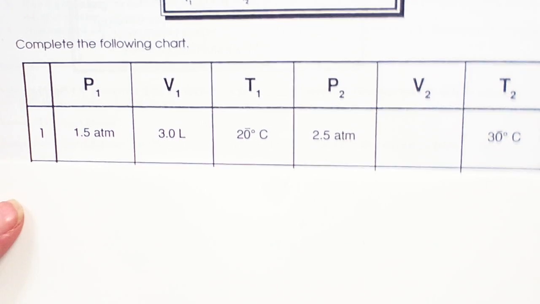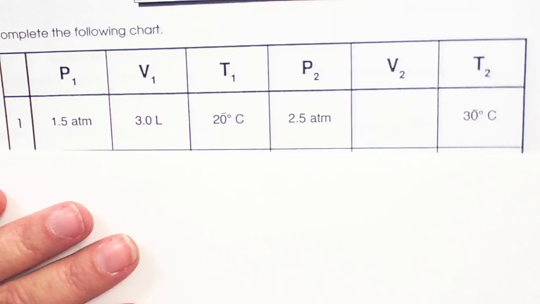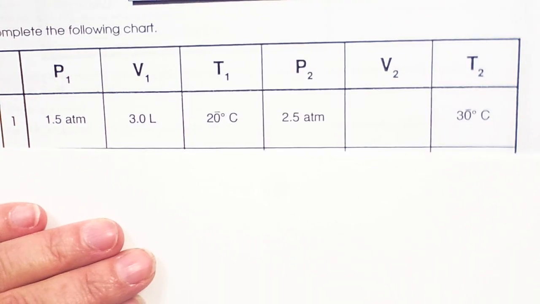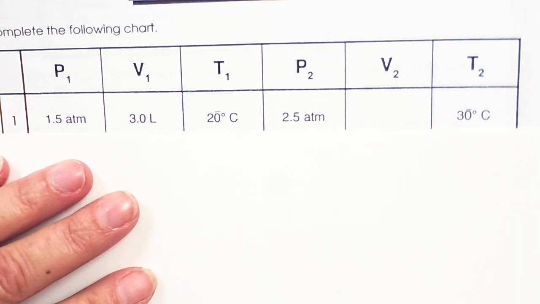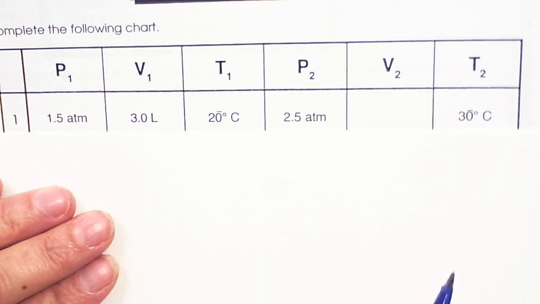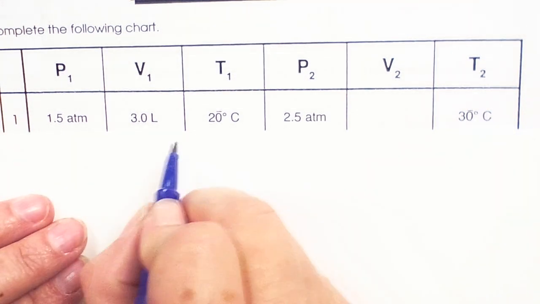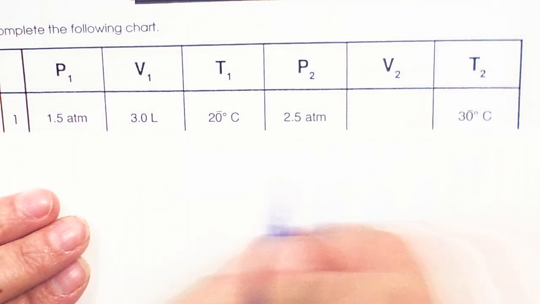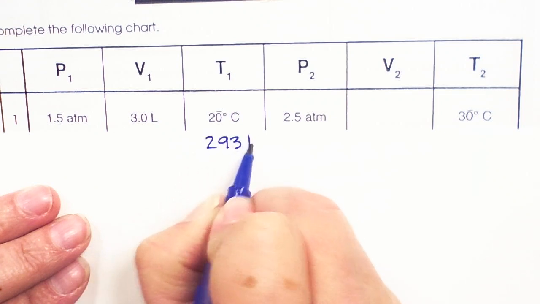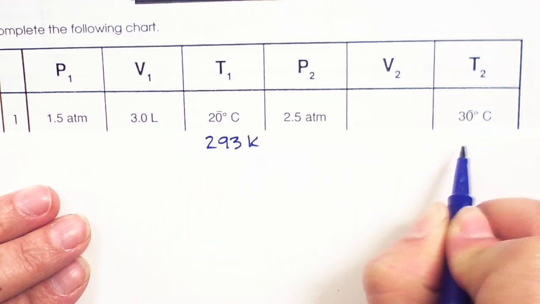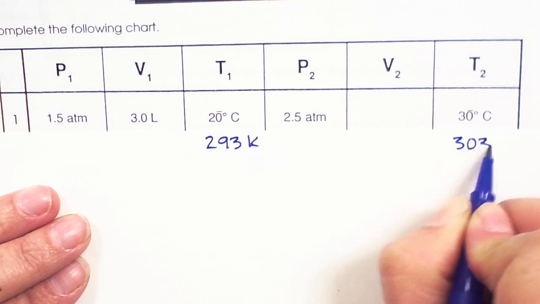So the first thing I'm going to do here, remember you do not have to show your work, but I'm going to advise you again that you absolutely want to make sure that you're laying everything out. It's going to get more complicated, okay? So the first thing I want to do is convert my temperatures to Kelvin. 273 plus 20 is 293 Kelvin. 273 plus 30 is 303 Kelvin.